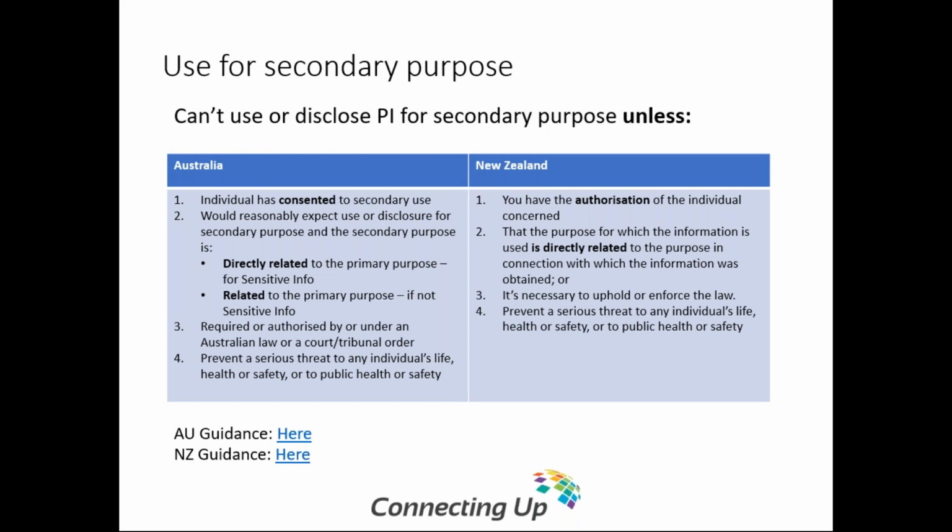Again, they're much the same, although worded a little bit differently. So in Australia, you can't use personal information for a secondary purpose unless you've got the consent. And the consent in this case may be implied consent, and that's kind of covered by the second bit, where you can use it for a secondary purpose where that secondary purpose would be within the reasonable expectation of the individual.